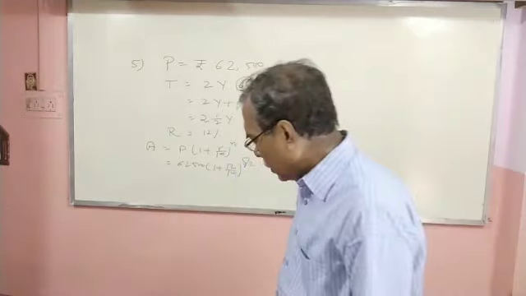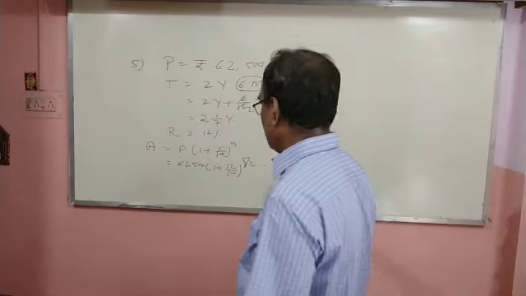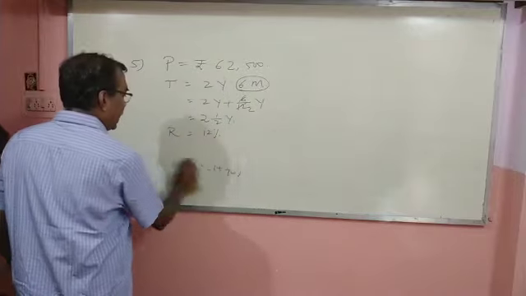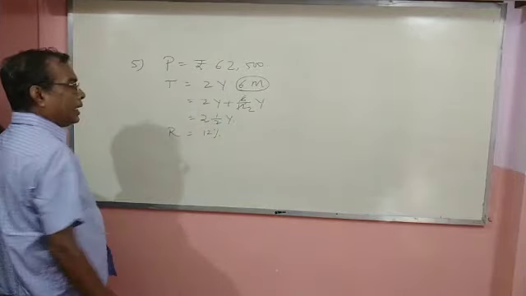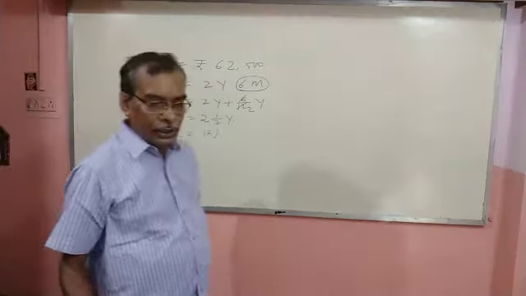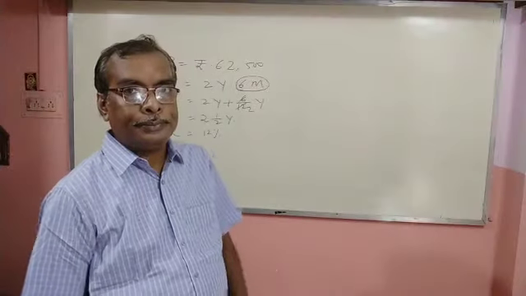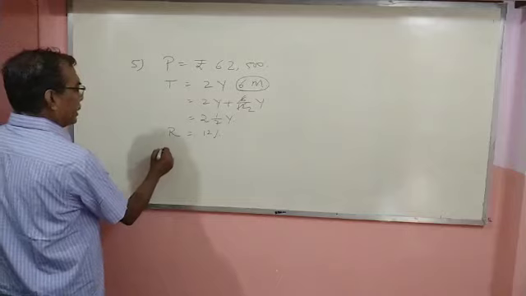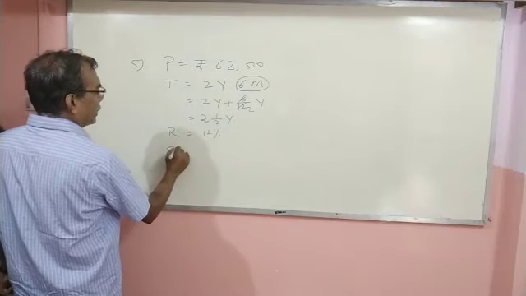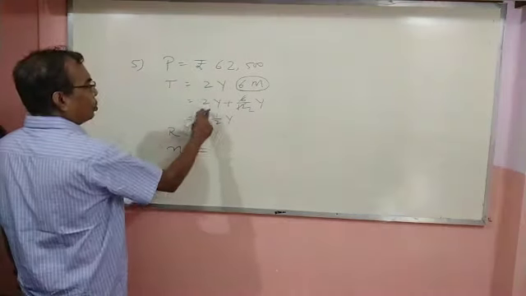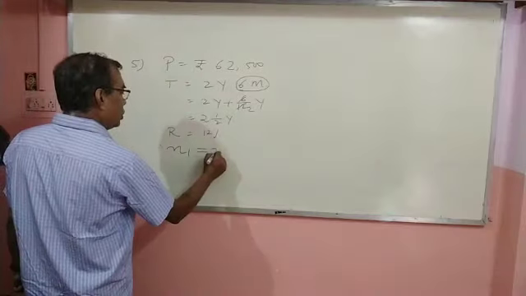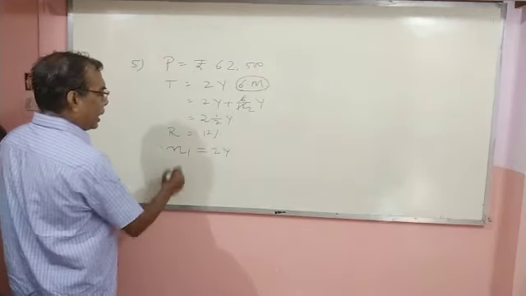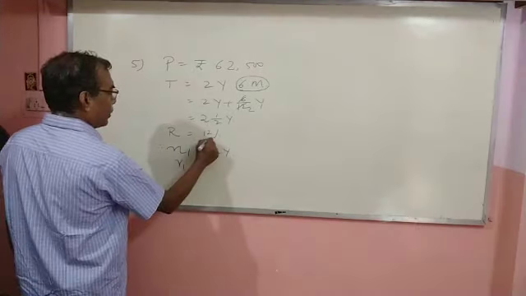For that purpose, what will you have to do? Listen, in that case, you will have to split this time period into two parts. So you can say something like this: N1 is 2 years, taking N1 as 2 years out of 2.5 years, and R1 is 12%.